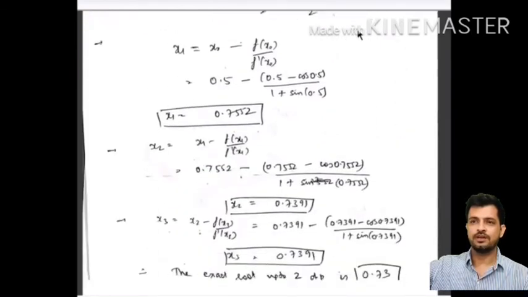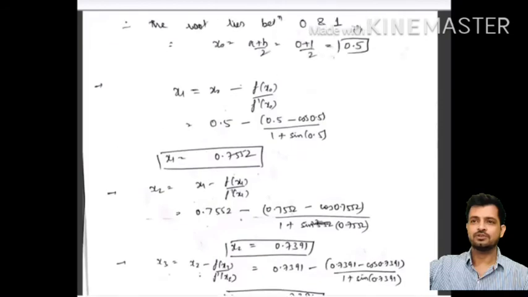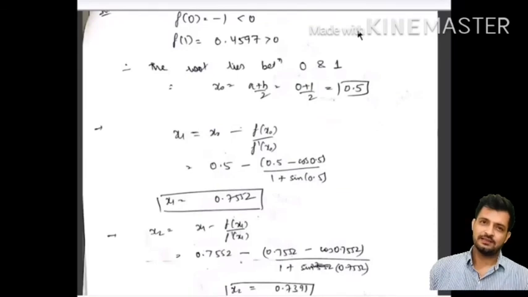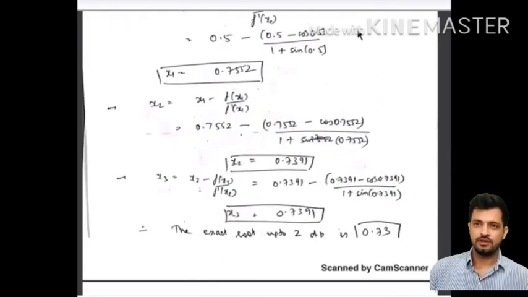See, while solving the numerical, you have to take care. Whenever you are solving these types of numericals, take care that you are placing the calculator in radian mode, because if you place it in degree mode, the answers will not match. So it is compulsory to keep the angle mode in radian, right? So the answer for this sum is 0.73, because in x2 and x3 the 2 decimal places have become the same. So we have to stop here and our final answer up to 2 decimal places is 0.73.